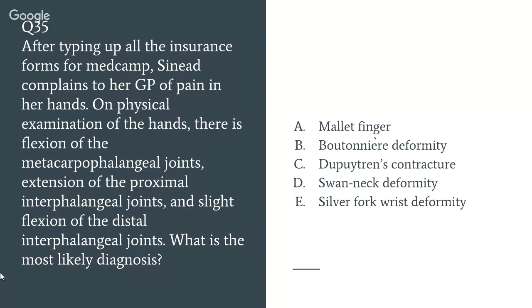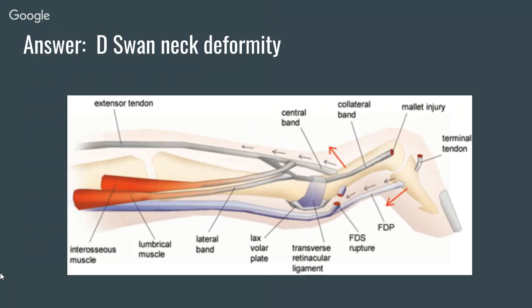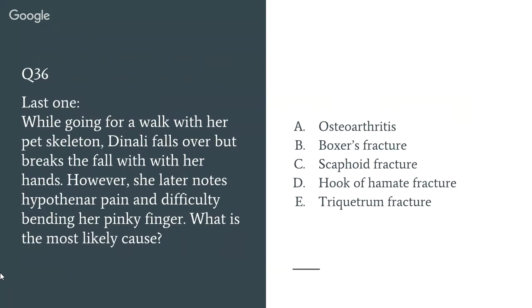All right. So what's going on here is that we have flexion of a metacarpophalangeal joint, so it's lower. Then you've got extension of the proximal interphalangeal joint, which you can't physically do. I can't do that for you, sorry. And then finally you have slight flexion of a distal interphalangeal joint, which is a bend here. So we're talking specifically about swan neck deformity, which presents in that kind of shape. And then finally we'll do question 36, last one.